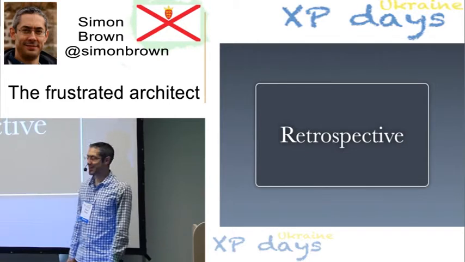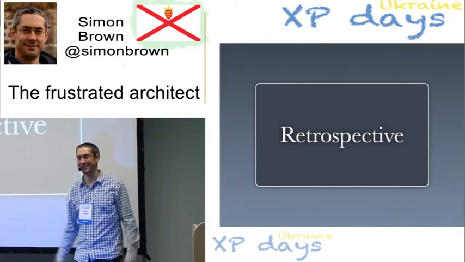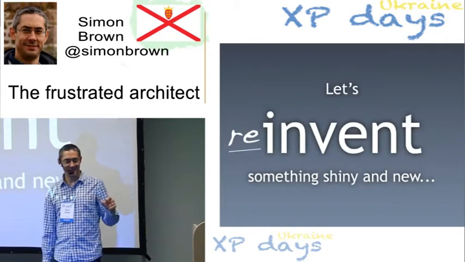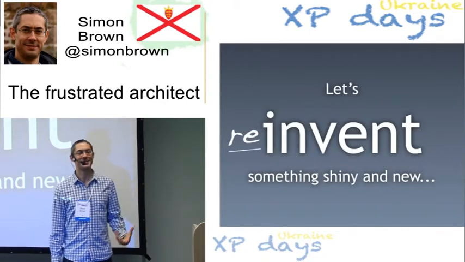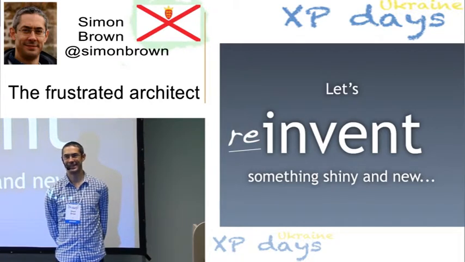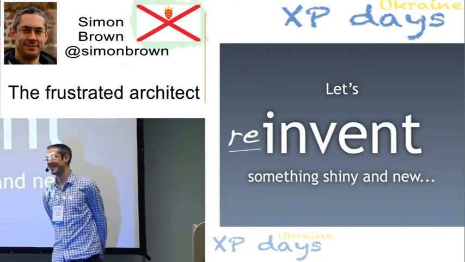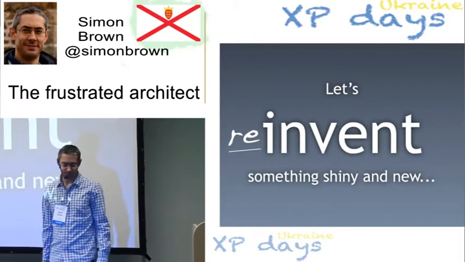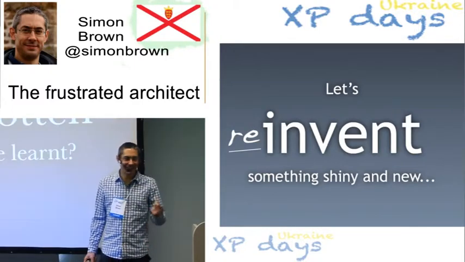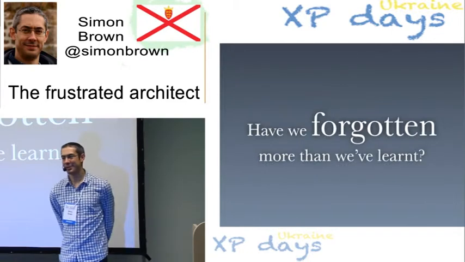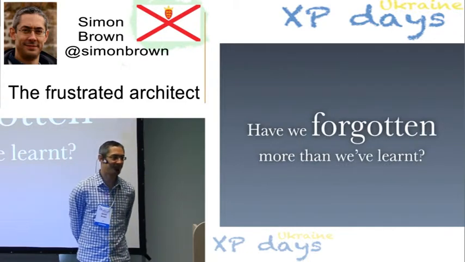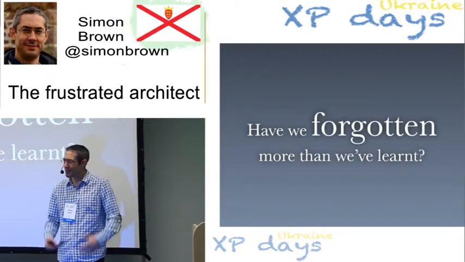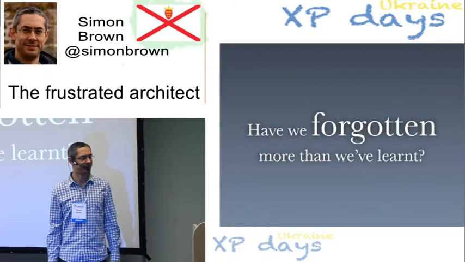So let's have a retrospective. That's a good Agile word, isn't it? One of the things I've seen happen is that Agile teams tend to like reinventing stuff. Again, and again, and again. And this is somewhat sad and somewhat tragic. Because I think we've forgotten a lot in our industry. Our industry is relatively young, but we don't have a history. Except we do have a history, but nobody knows about it.